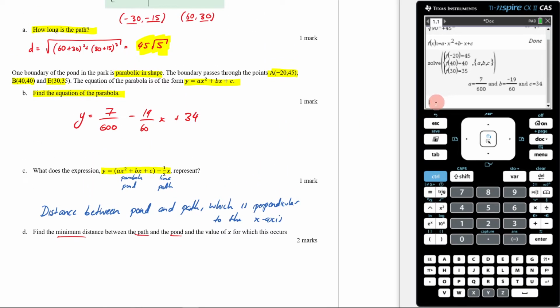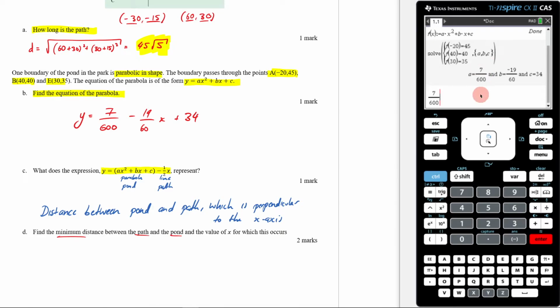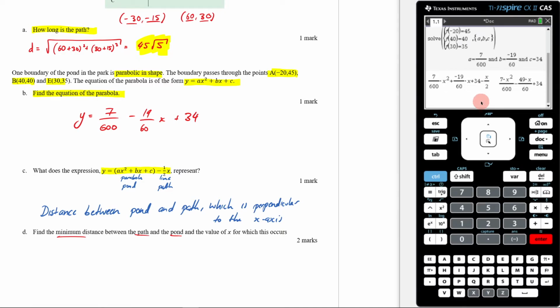Okay, so what that means is I'm going to come to my CAS and I'm going to take this x squared plus this x plus 34, and I'm subtracting from that x on 2. Now you have to be careful, but this shouldn't make a difference if I put that. That's all right. I can just do that. Perfect. And I'm going to get that out there.